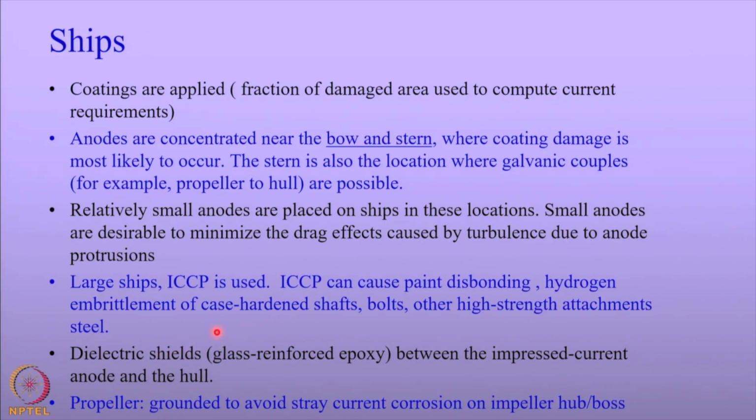It is also known that the propeller is to be grounded, otherwise the current will stray from the propeller into the ship, leading to stray current corrosion occurring on the impeller hub bosses. So, propellers need to be grounded in order to avoid stray current corrosion in the ships.